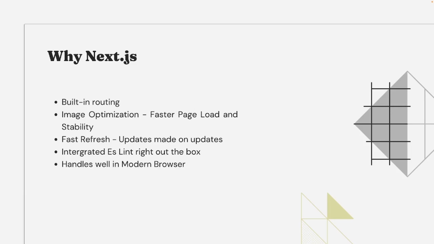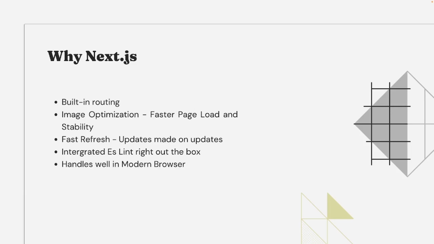It allows for faster page loading when using images and provides some stability. We're not going to really use images in this project, but just know that Next.js does have image optimization. It comes with fast refresh while you're coding and you're editing things and you're saving. It updates and refreshes pretty fast, right? So that's perfect for the developer experience, and that comes right out of the box.